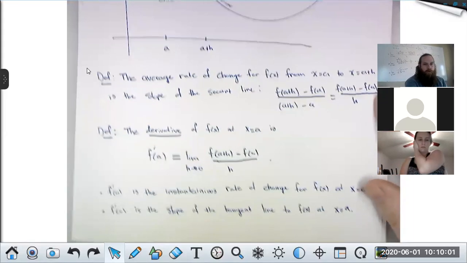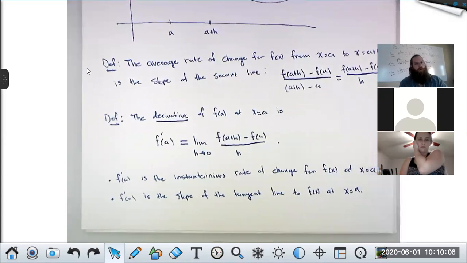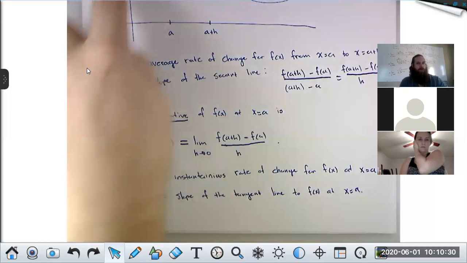So this is the main object of study in Calc 1, the derivative. And it has these different interpretations. On the one hand, it's just got this name. It's called the derivative. On another hand, you can think of it as the instantaneous rate of change for that function at that point. And lastly, the instantaneous rate of change for that function at that point is the slope of this tangent line.